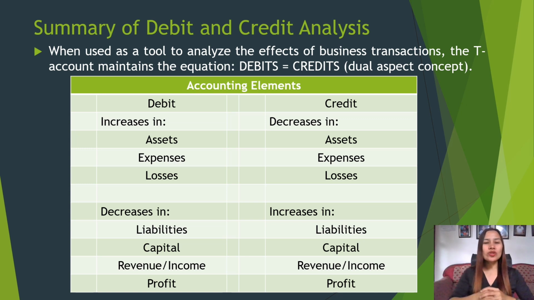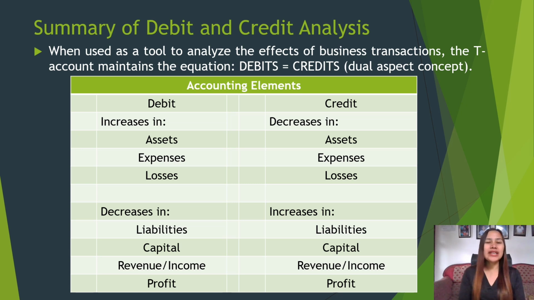So when used as a tool to analyze the effects of business transactions, the T account maintains the equation debits equals credits. So that is the dual aspect concept, which states that for every value received, or debit, there should always be a corresponding value parted with, and that is credit.